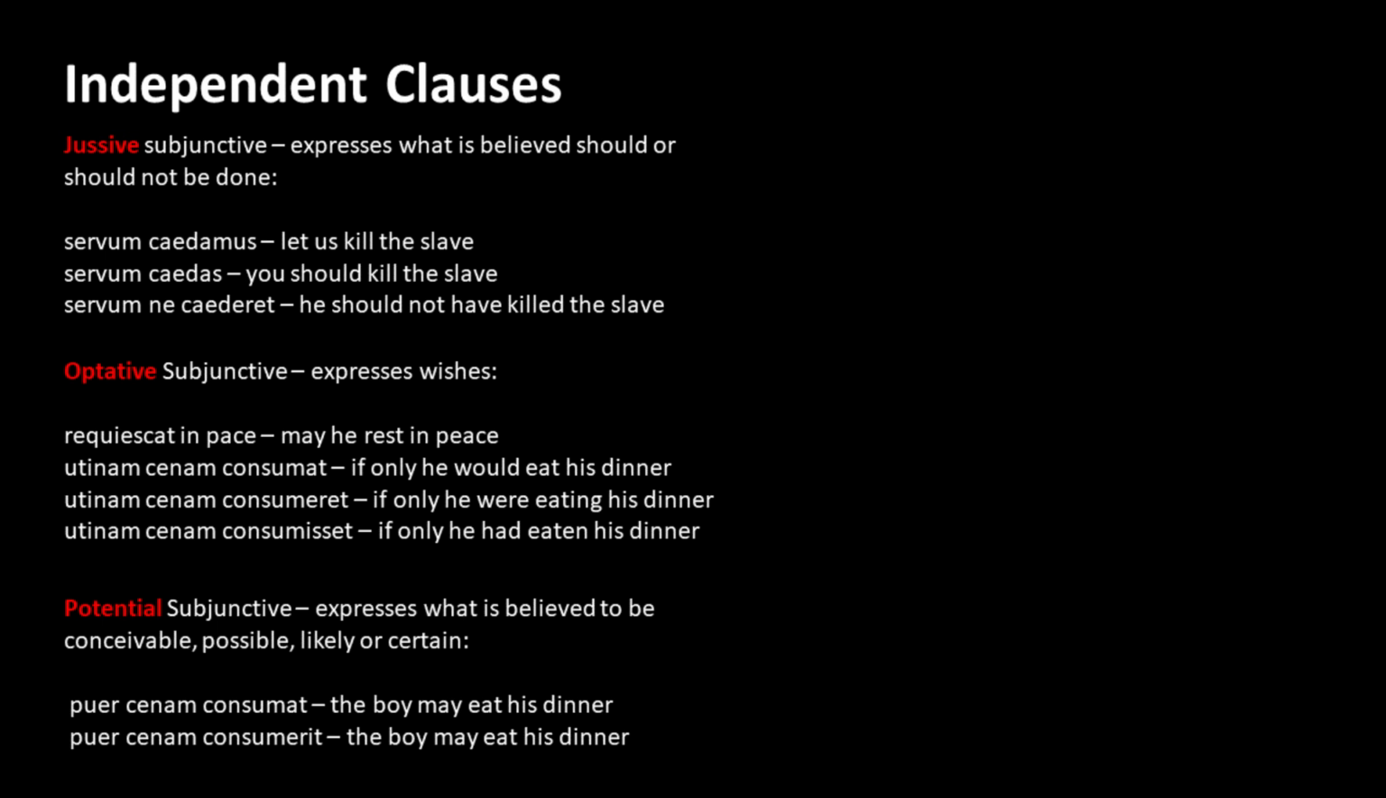Let us now look at the possibility of the boy's having eaten his dinner in the past. You use the imperfect subjunctive for this. Or let's have a variation. Let's suppose there is a doubt of the boy's not having eaten his dinner. How do you say that in Latin? You use the imperfect. Puer non cenam consumeret. The boy might not have eaten his dinner. Not quite the same construction in Latin as in English. Close, but not exactly the same.